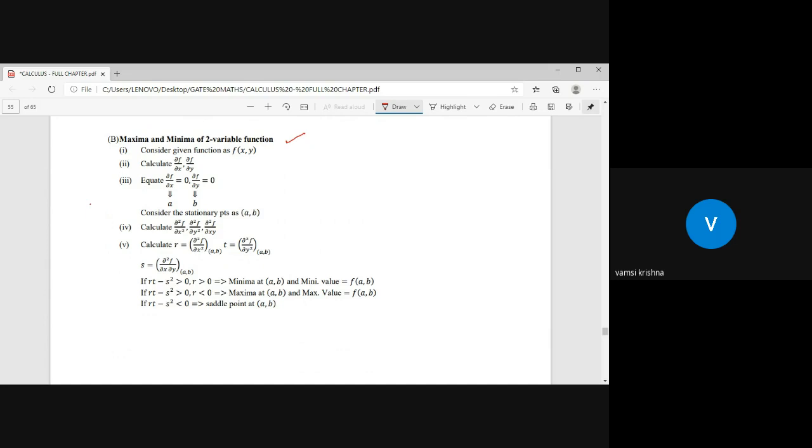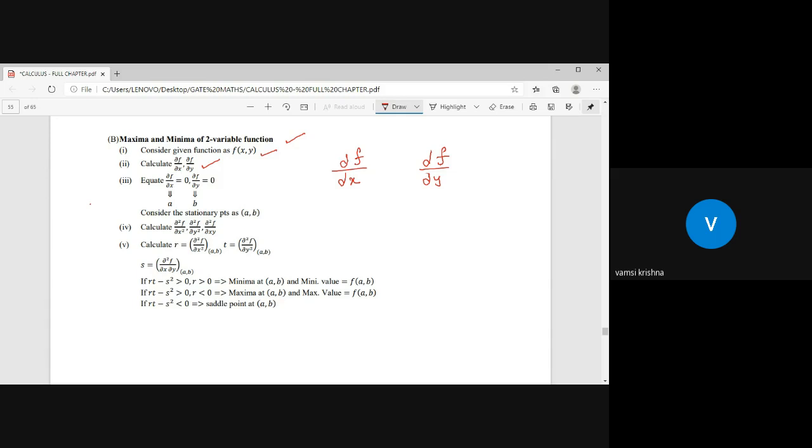Consider the given function f of x, y, and calculate dou f by dou x and dou f by dou y. Dou f by dou x means partial differentiation with respect to x. You need to partially differentiate the given function f with respect to x, and also with respect to y, so dou f by dou y.